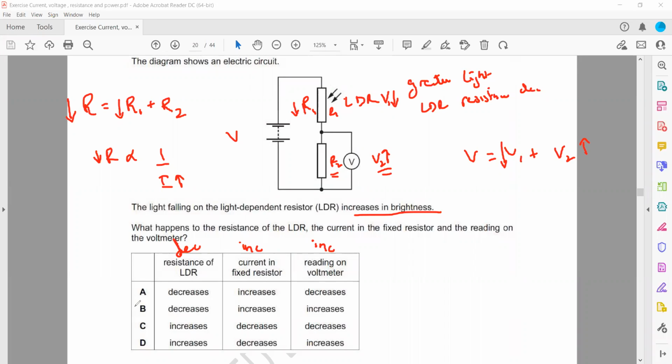So it matches with option B: the resistance of the LDR should decrease as there is more light. The current in the circuit should increase because there is low resistance, and the reading on the voltmeter, which is across the fixed resistor, should also increase, as there is less voltage across the LDR, so more voltage across the fixed resistor.